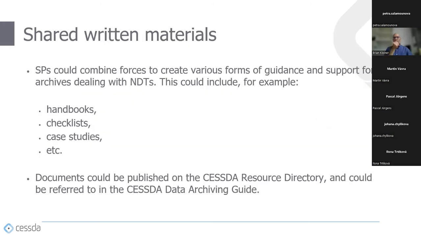So the second category is shared written material. What we heard from this survey from our colleagues is that it would be good to have written guidance that could be referred to for particular challenges. So within an archive, if you receive some data set, you're not sure how to handle it, well, you can go and look into some written materials that are available where you might get your answers.